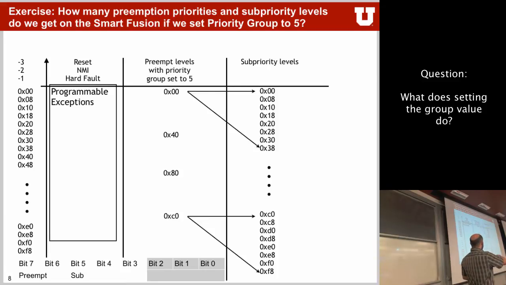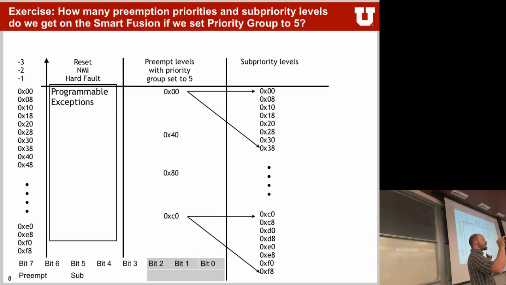No, it just moves. It just tells you where you have the boundary between group bits and priority bits. So if it's set to 5, it means that you write a priority level for your interrupt. For a certain interrupt source, you have 1 byte where you can tell what priority it is. So 38, that's your priority now.